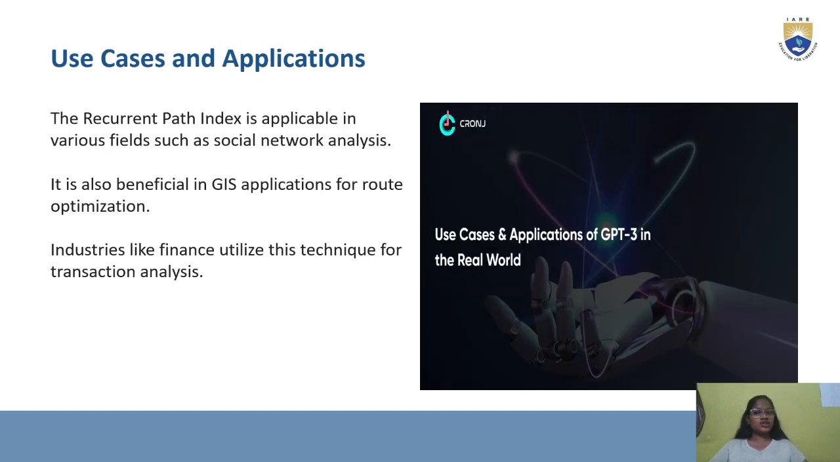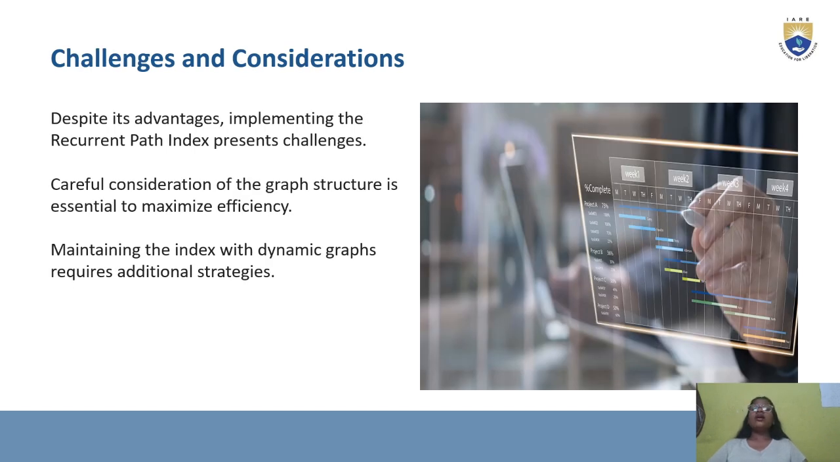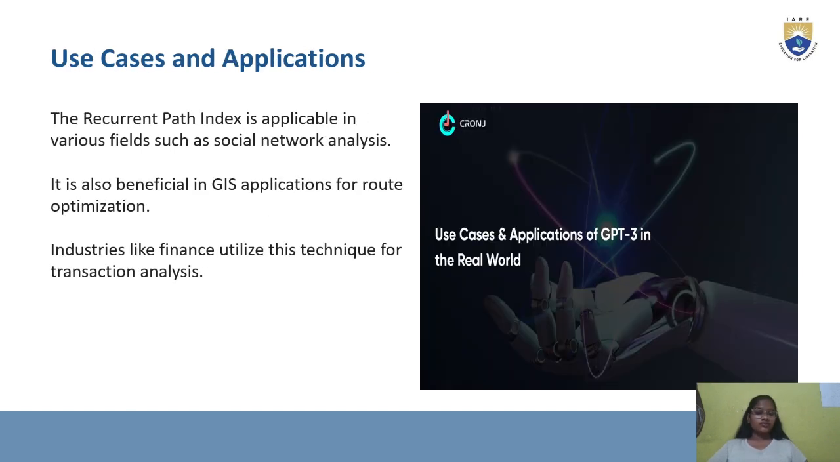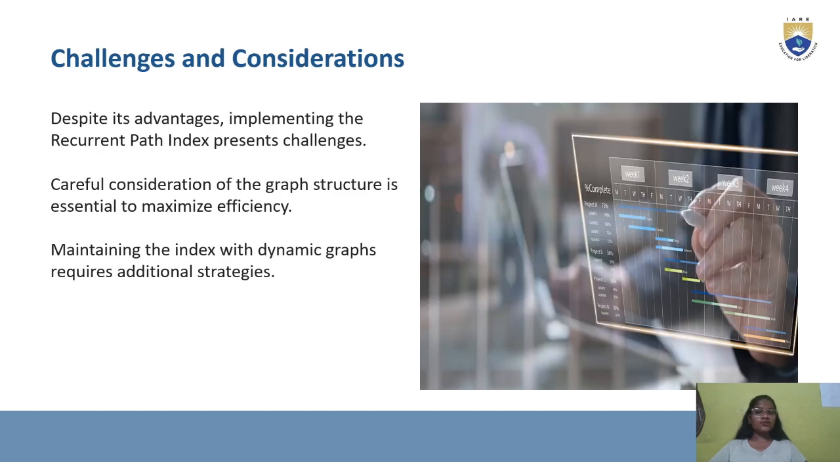Use cases and applications. Now the recurrent path index is applicable in various fields such as social network analysis. It is also beneficial in GIS applications for route optimization. Industries like finance utilize this technique for transaction analysis. Now, use cases and applications of GPT-3 in the real world.